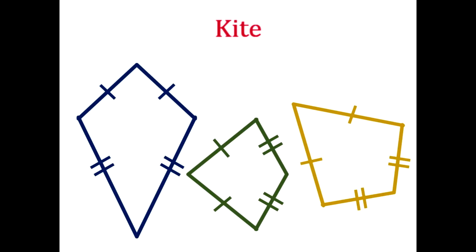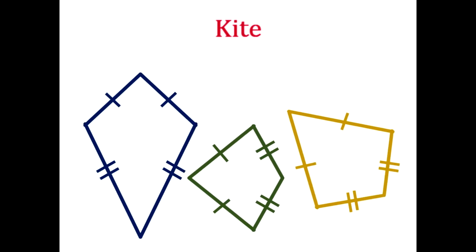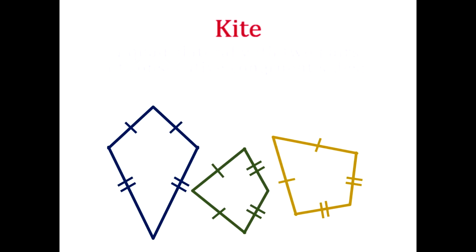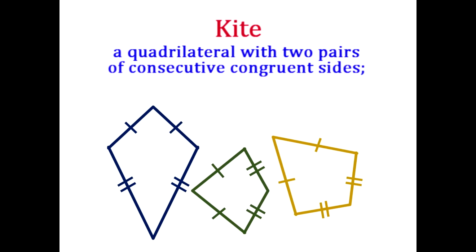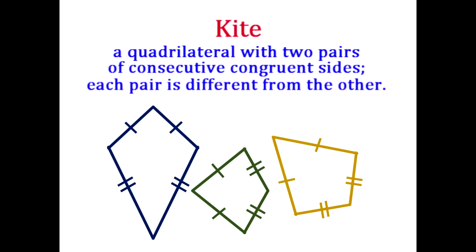Quadrilateral is a kite. Here are examples of a kite. There are no sides that are parallel. However, there are sides that are congruent. Now, by definition, a kite is a quadrilateral with two pairs of consecutive congruent sides, and each pair is different.